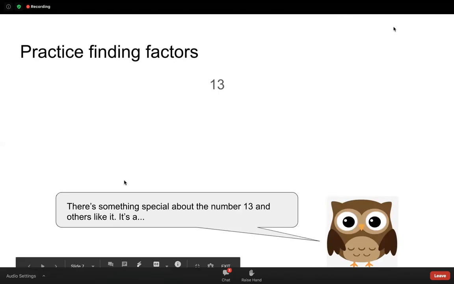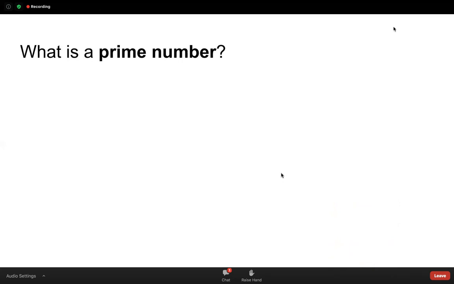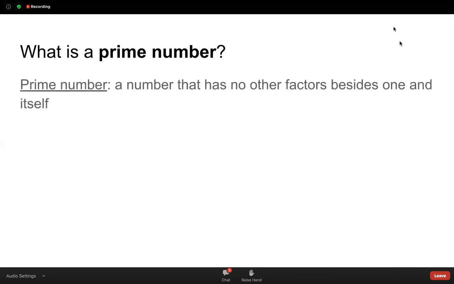So our little helpful owl here is saying there's something special about the number 13 and others like it. Does anyone know? Prime number. Good. It's a prime number. So what is a prime number? A prime number is a number that has no factors besides 1 and itself. So like 13, 1 times 13 is 13, and those are its only factors. So can you guys come up with some more examples?